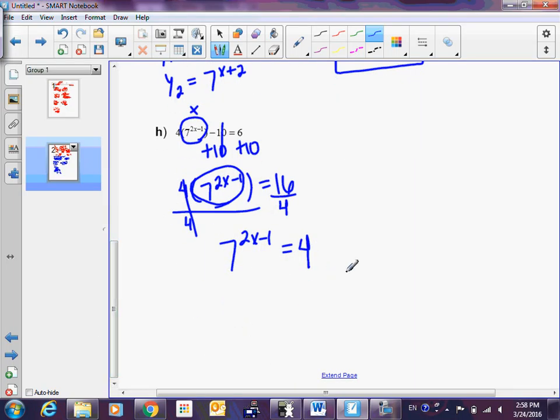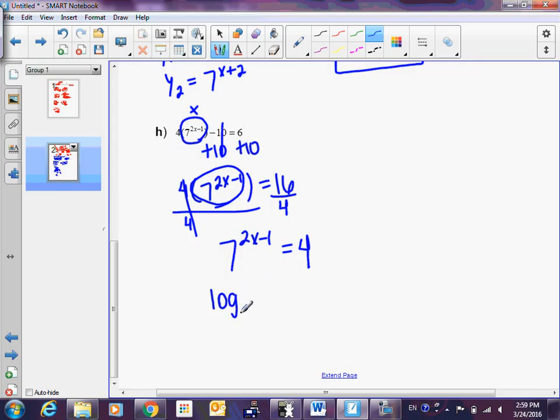All right, this is an exponential. It's as simplified as we can go. What do we need to do now? Make the numbers equal to each other. I can't make 7 and 4 the same base. Is that what you're saying? That would be a great idea, but I can't do that.